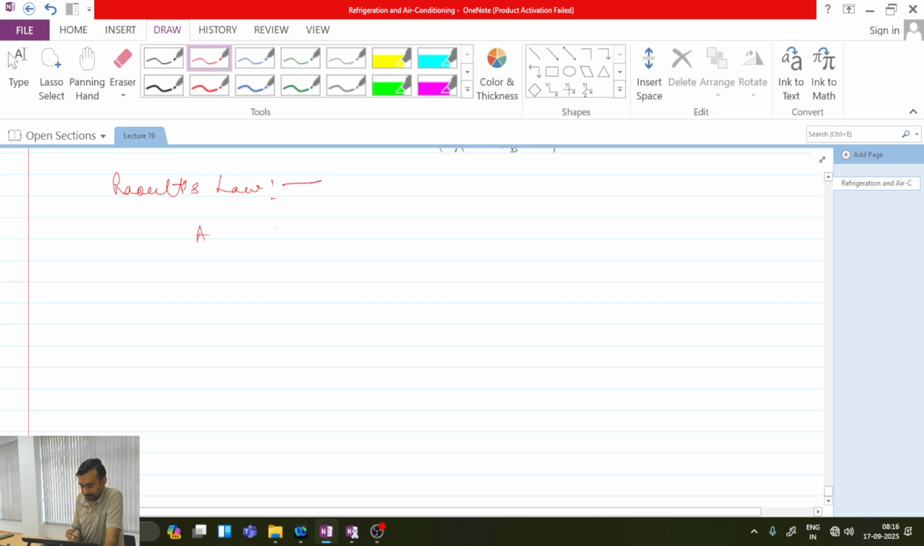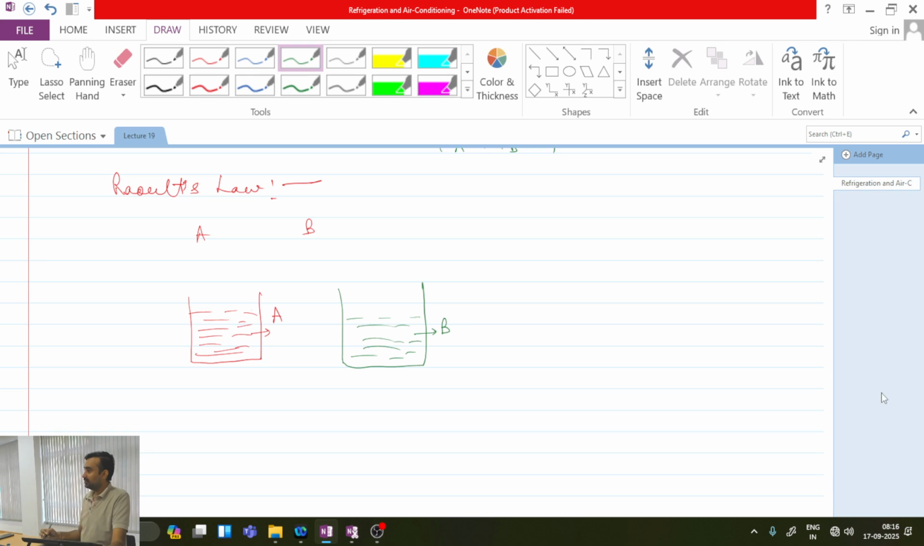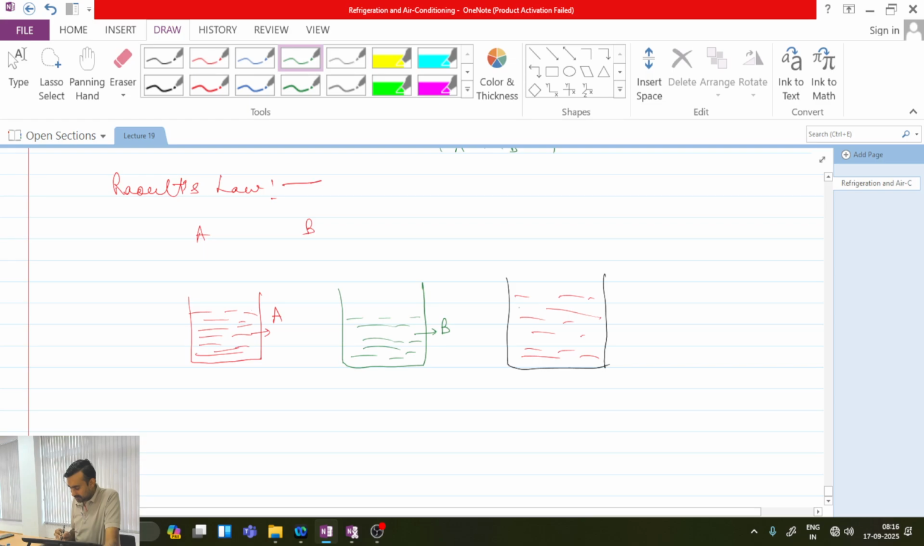Let's consider again A and B. So let us assume I have a container. In this container I have pure liquid A present. So this is pure liquid A. Then I have a second container in which I have pure B present. So this entirely is filled with B. Then I have a third container in which partly I have A present, and then there is homogeneously mixed B also present with this. So it means it's a mixture of A plus B.